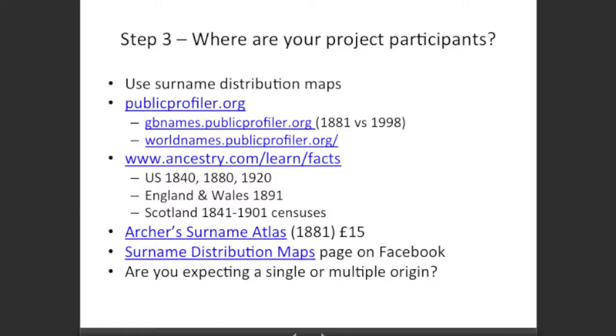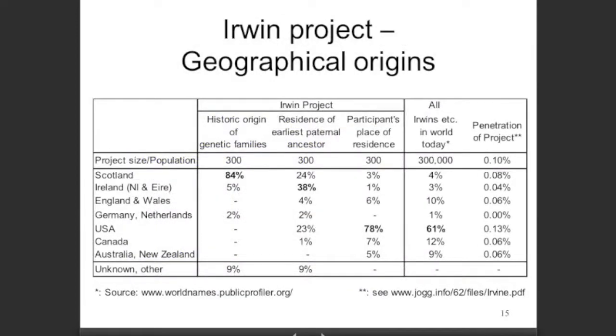This helps to tell whether you're expecting a single or a multiple origin. Now, this is James Irwin's project. The historic origin of his genetic families, and there are 300 people in this project: 84% of the families historically came from Scotland, with 5% from Ireland. But of the 300 people in his project, for the earliest paternal ancestor, only 24% are in Scotland and 38% are in Ireland. The participants' place of residence today, 78% are living in the US.